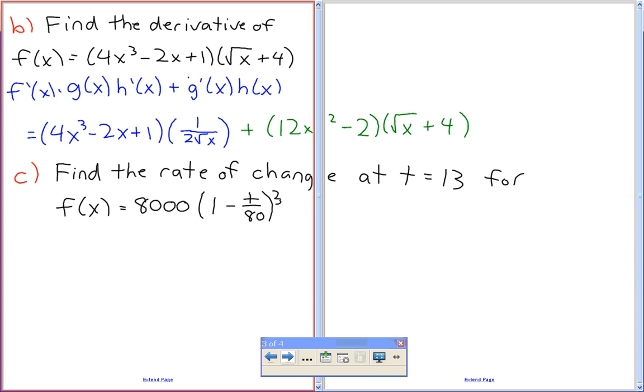Sam, you're conveniently up. What do I do to make this look like example B? What I do when it was in the homework is just multiply the 8,000 into one of the brackets or something like that. Well, I'm going to start off by expanding here.